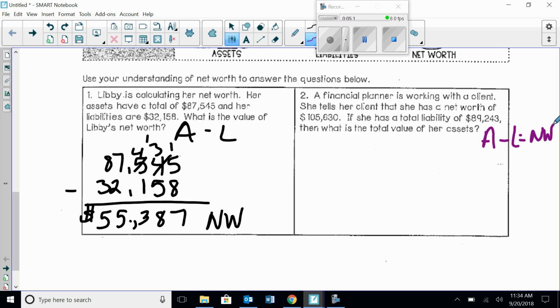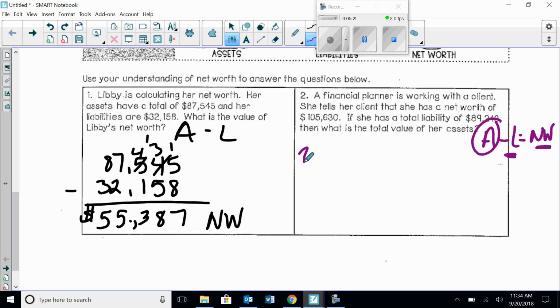Okay, so in this case, we know our net worth over here and we know our liabilities. So we're looking for our assets in this case. This kind of goes back to that one-step equation that you guys learned last year. So I'm going to write it as a one-step equation so you can see what I'm talking about.